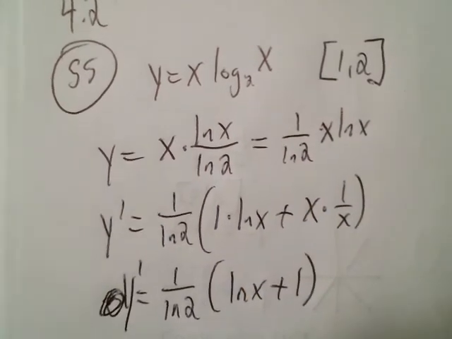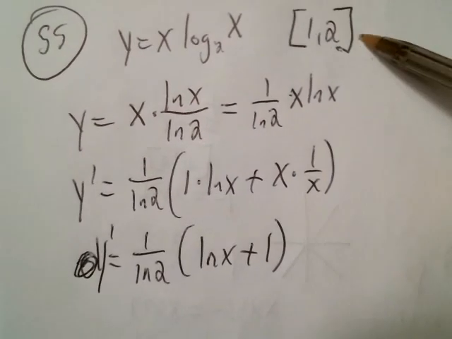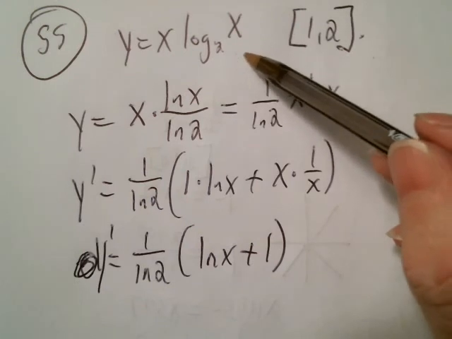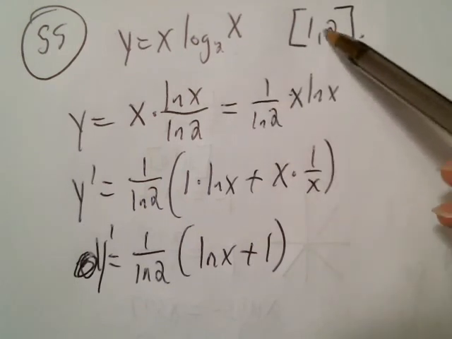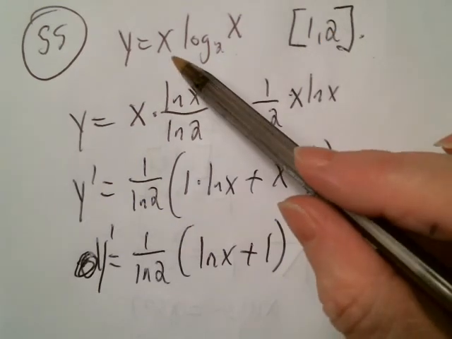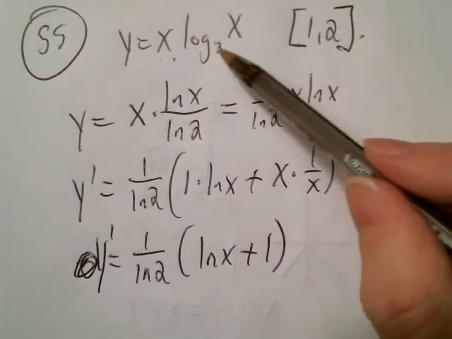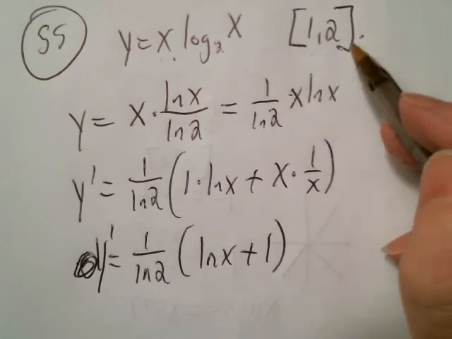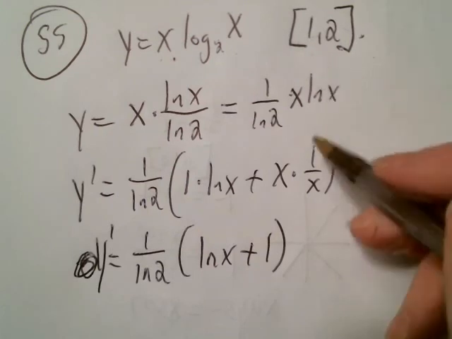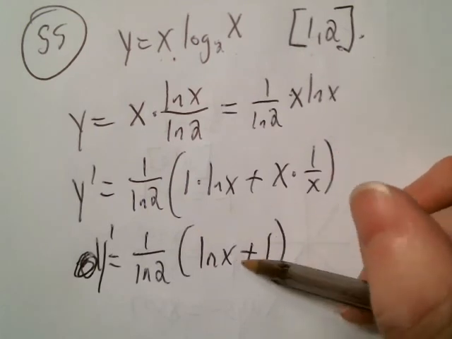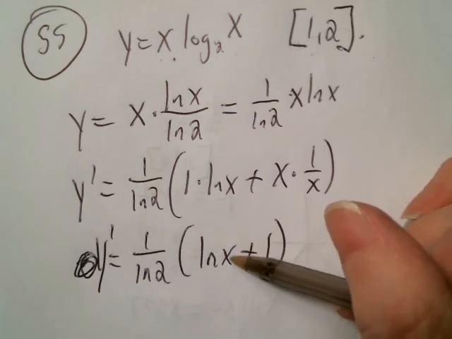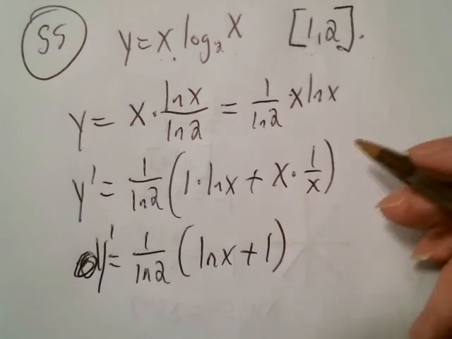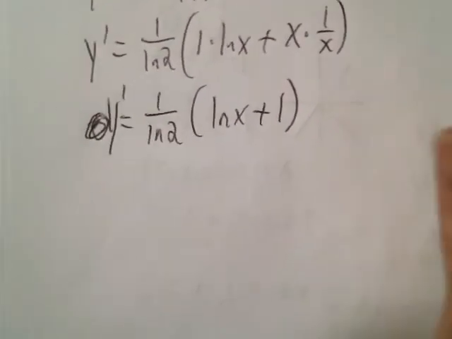All right. I need to make sure that the function is continuous on the closed interval, and surely it is. The log only has issues at 0 and all numbers below 0, and that's not in this interval. x is continuous everywhere. The product of two continuous things is also continuous, so it's continuous on this closed interval. Is it differentiable on the open interval in particular? And yes, it is. The only issues, again, would be at 0 or numbers less than 0, and none of that is in this interval. So yes, it's differentiable, yes, it's continuous, so we can apply the mean value theorem.